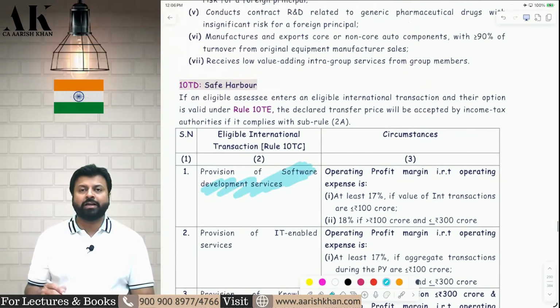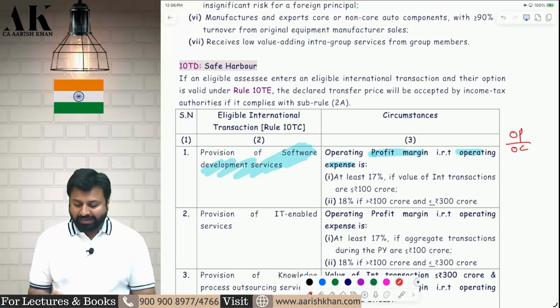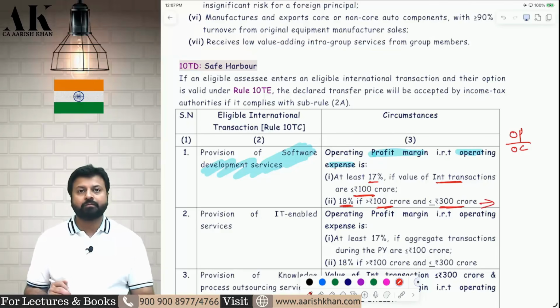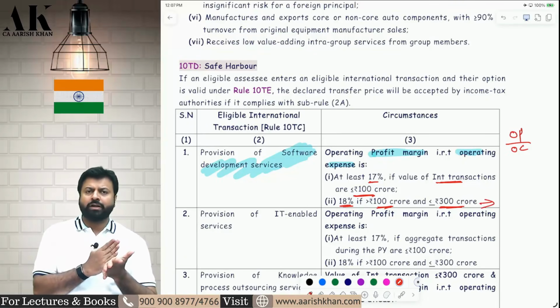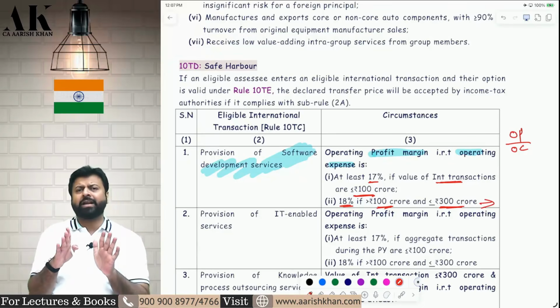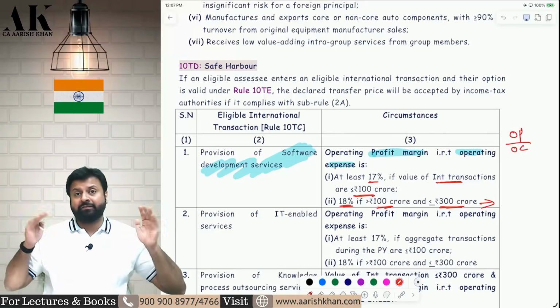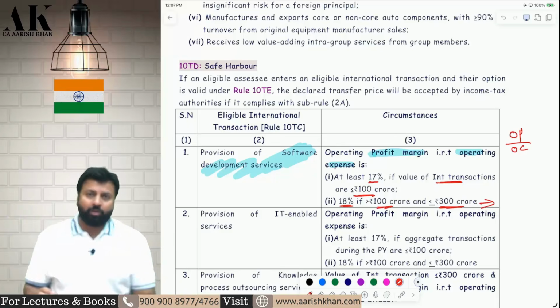Once you know that it is software development services, your operating profit margin in relation to operating expense, which is nothing but OP upon OC, should be at least 17% if the value of international transaction is up to 100 crore, and 18% if it is more than 100 crore and up to 300 crore. If you show more than this, then great. If you show less than this, safe harbor rule is not applicable.